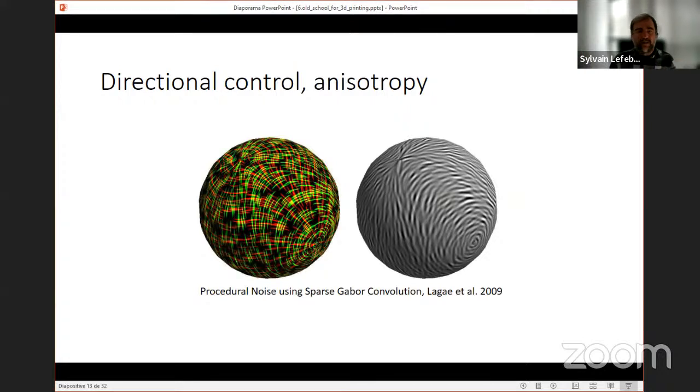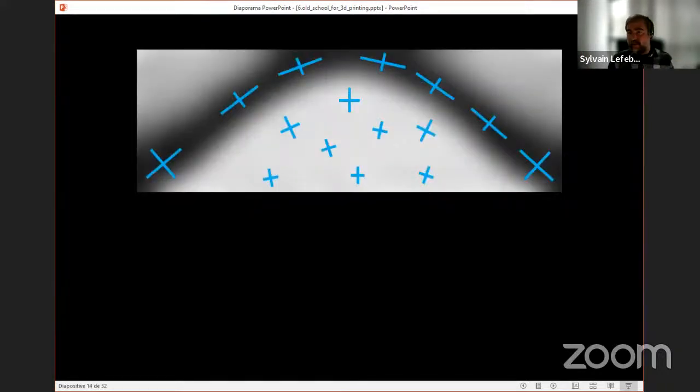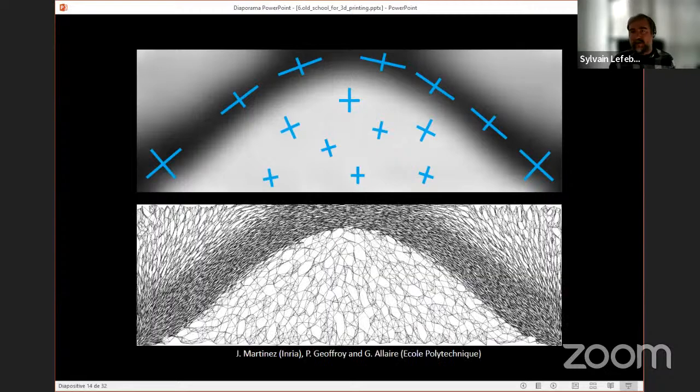And what Thibault will talk about later is actually one of the most advanced techniques we came up with in this direction of research. And just to show you an example, here is work by my colleague Jonas Martinez, together with Bert Geoffroy and Grégoire Allaire, where they were able to instantiate this homogenized topology optimization solution as a sort of foam which generates anisotropy, right?